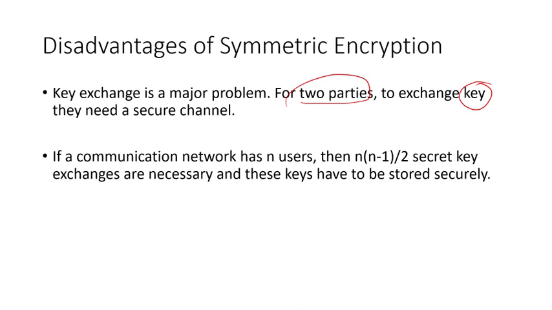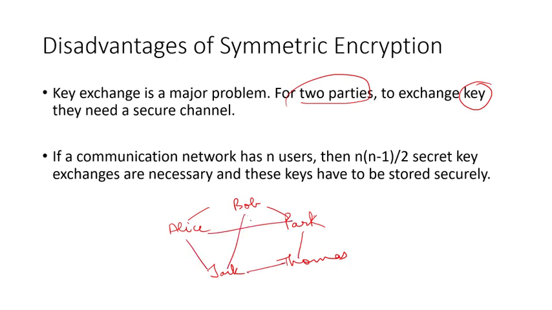One problem is that. The other problem is, let's suppose we have five people: Alice, Bob, Park, Thomas, and Jack, and all of them want to communicate with each other. For a symmetric key cryptographic algorithm, each one of them would have a separate key for their communication channel. So this would be K1, K2, K3, K4, K5, K6, and so on.